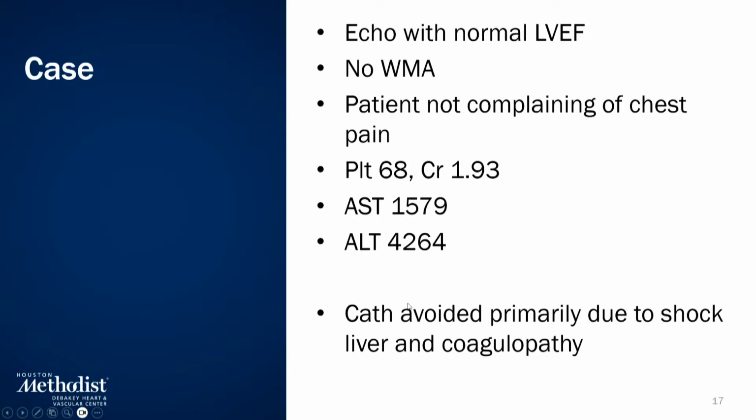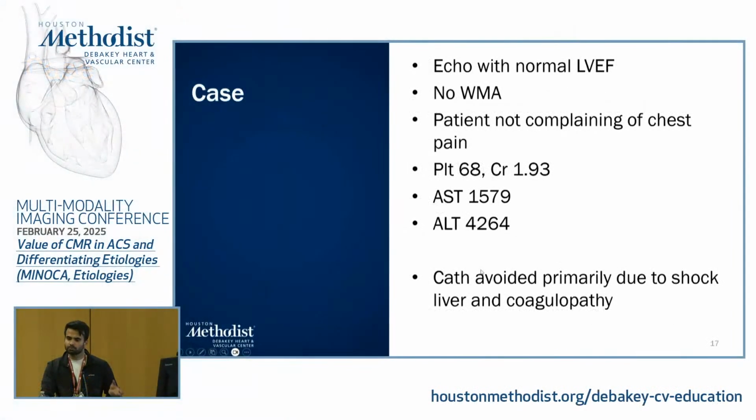He initially gets an echocardiogram, which has a normal LV function and no wall motion abnormality. He isn't really complaining of chest pain, and with everything that's going on, he's also thrombocytopenic, and his creatinine is rising at 1.9. He also has shock liver with an AST of 1500 and ALT of 4000, which were normal when he came in. Seeing all of this, the interventional team, even though it was a STEMI, was called.